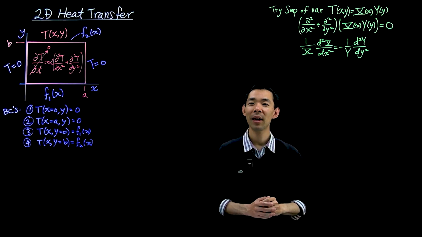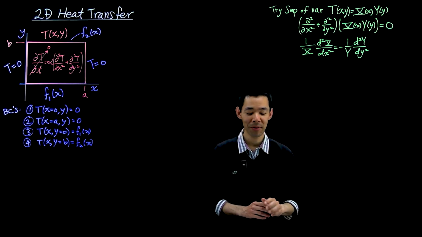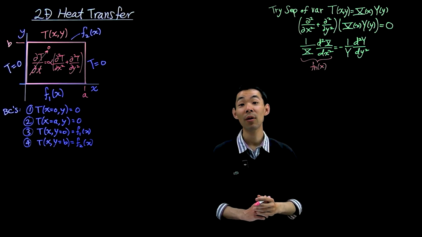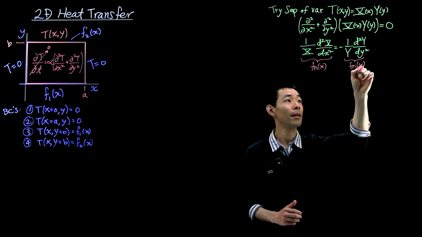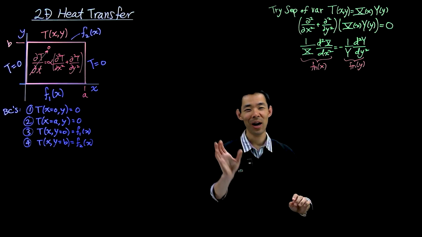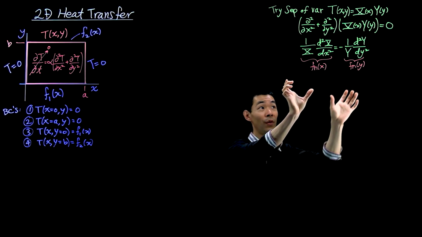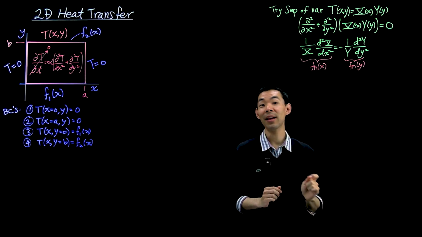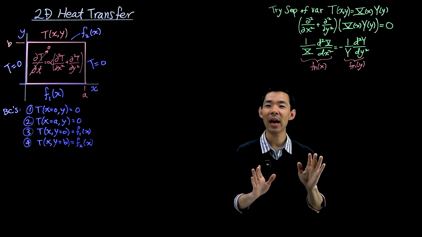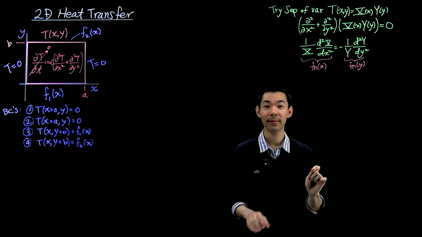Now you look at this, just like we did with the 1D transient heat transfer problem, you notice that on the left-hand side, this is a function of little x only. And on the right-hand side, this is a function of y only. Once again, you have an equality of a function of x that must be equal to a function of y for all x and all y. The only possible way this can ever be true is if they're both equal to a constant, and the same constant.